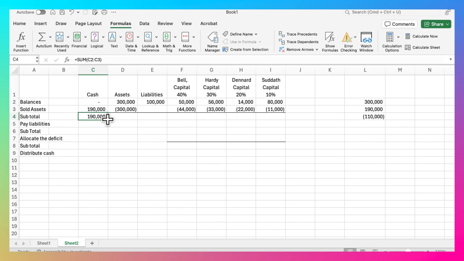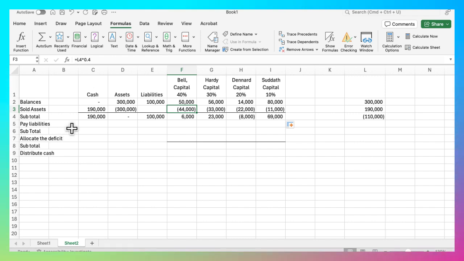So basically, try not to get too concerned with what's going on in Excel. All I'm doing is just calculating the total. Look at Bell now. Look at his capital account. It's now at $6,000. Why? Because he had $50,000. He gets 40% of the loss. That's $44,000. That only leaves him with $6,000.